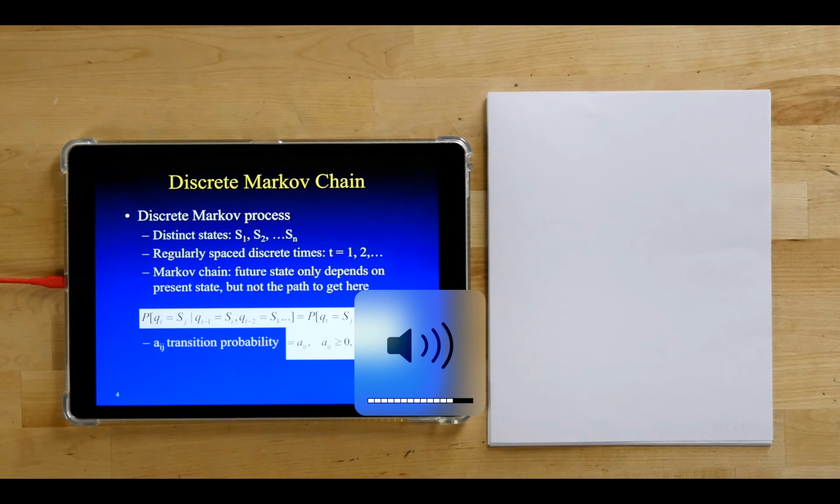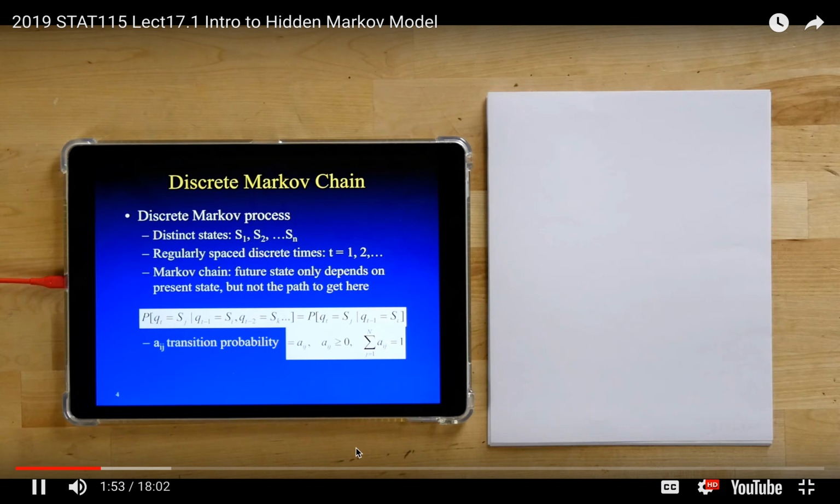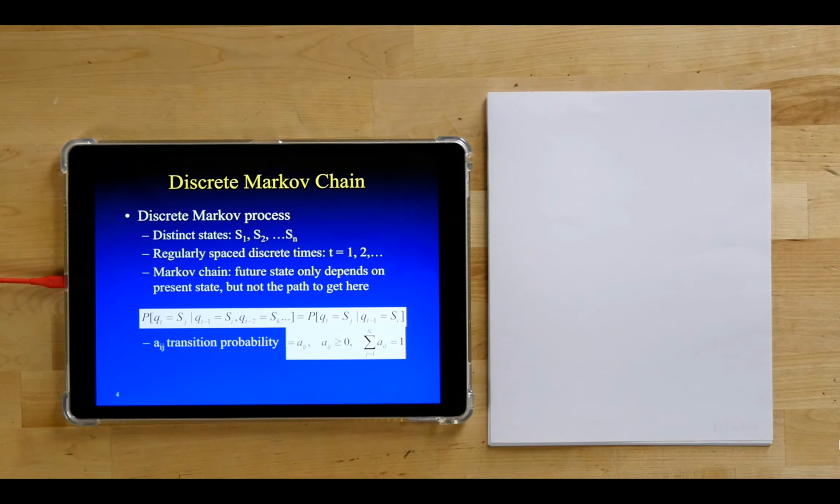In contrast, discrete Markov process, usually we have a few distinct classes, states, for example, S1, S2, S3, and we have regularly spaced discrete times, like time 1, 2, 3. So a discrete Markov chain are situations where the future state only depends on the present state, but not the past. Which means, for example, in this case, the probability that at time t we're going to see a particular state, given all the previous states, is only dependent on the state at the previous time. And all the previous times don't really matter. And this is the probability given by this probability distribution, which is called a transition probability.